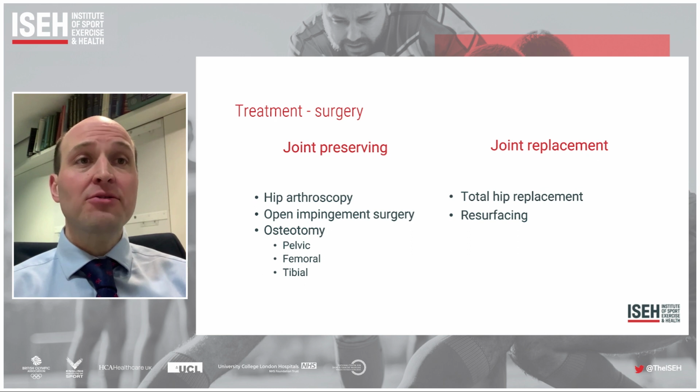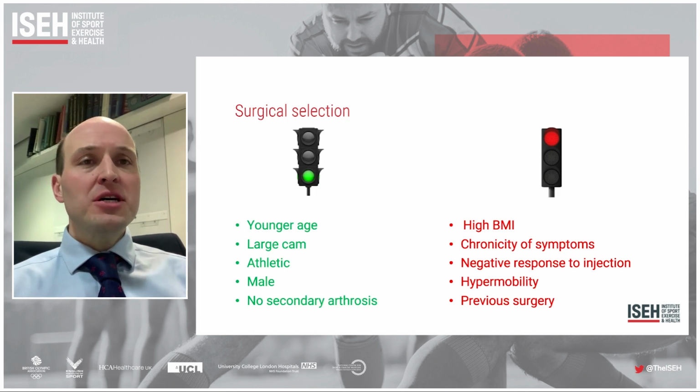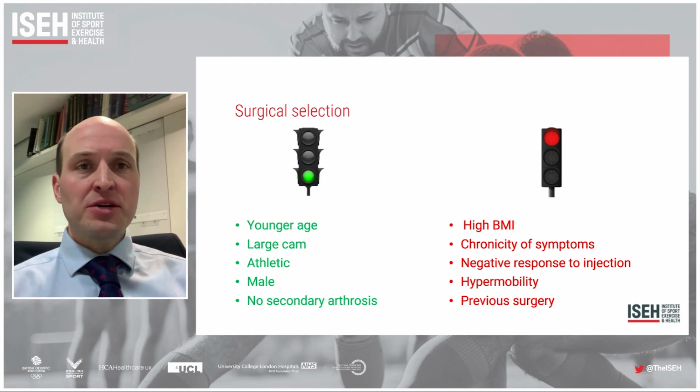Osteotomy surgery, I think, is increasing in its usage for this condition. That can be of the pelvis, the femur, and sometimes the tibia. If a joint is beyond hip preservation surgery, then hip replacement or resurfacing may have a role in the treatment of this condition. Thinking about surgical selection, there are a number of factors which influence how well a patient might do with surgery for FAI.